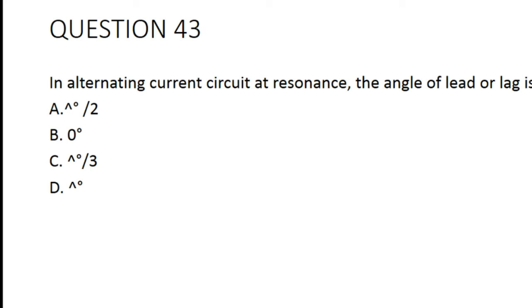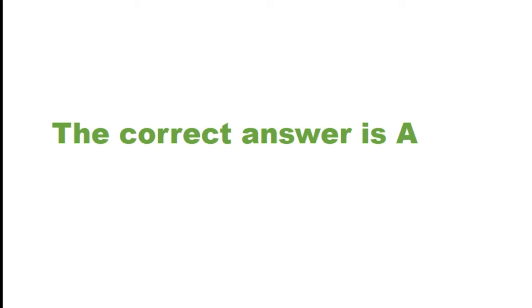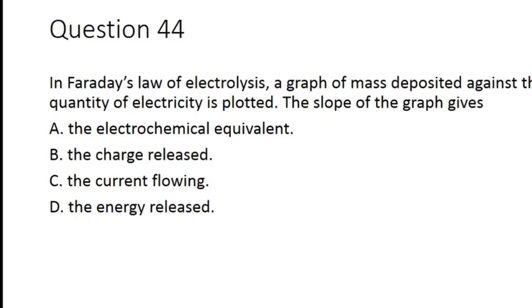43. In an alternating current circuit at resonance, the angle of lead or lag is A. Pi over 2, B. 0 degree, C. Pi over 3, D. Pi. The correct option is option A. Pi over 2.